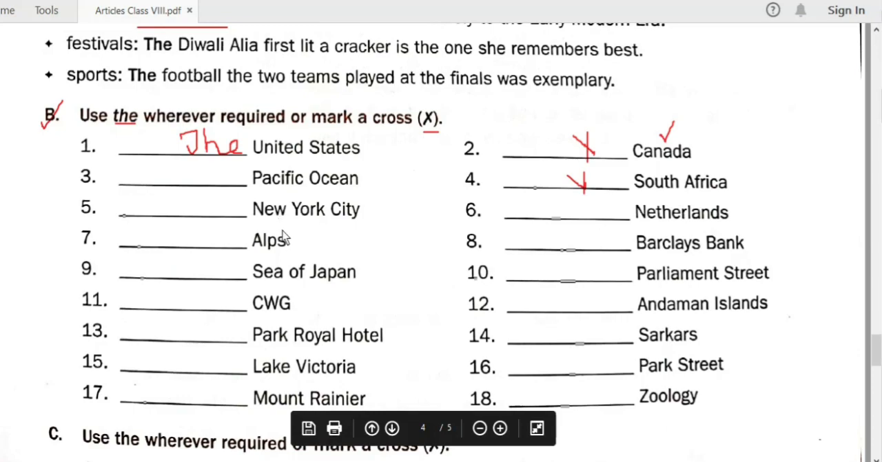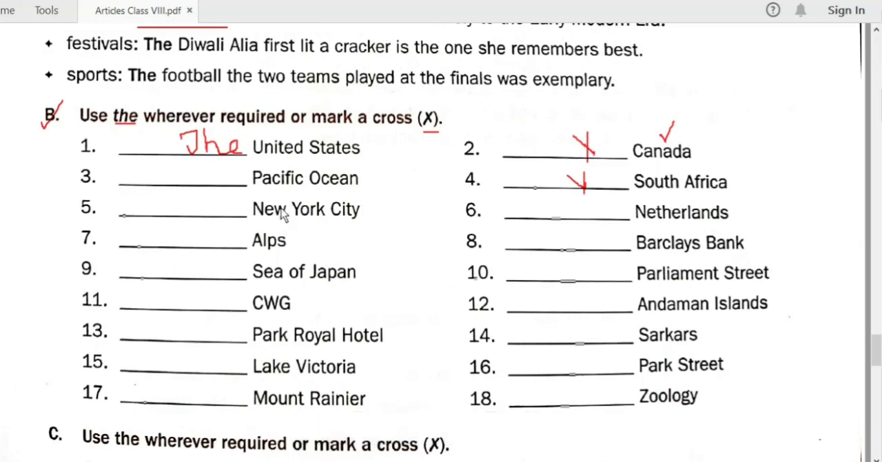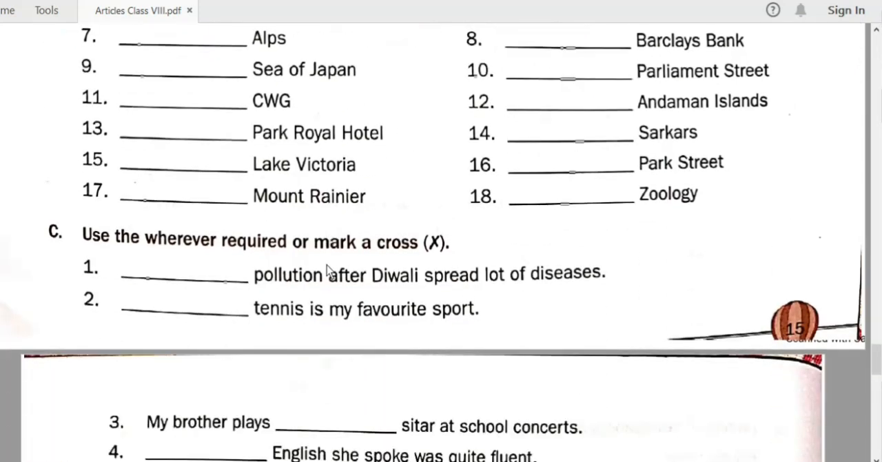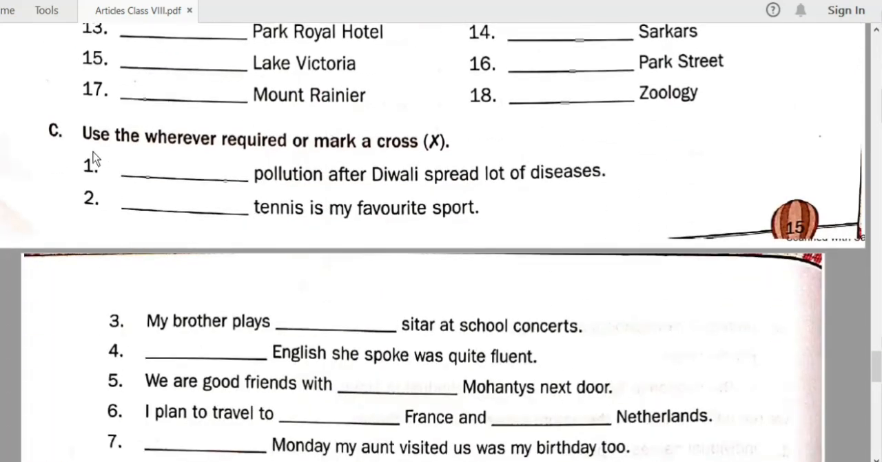Read the rules once again and it becomes very easy for you to do so. In the next questions, use the wherever required or mark a cross.